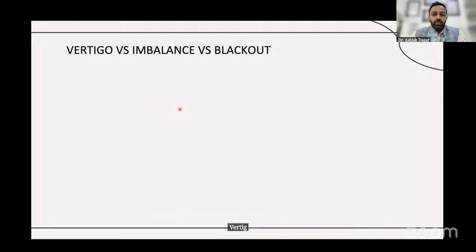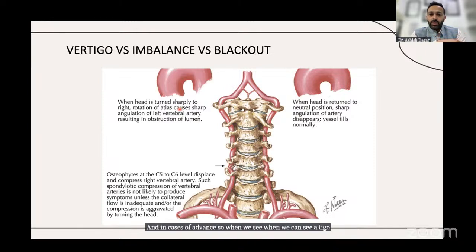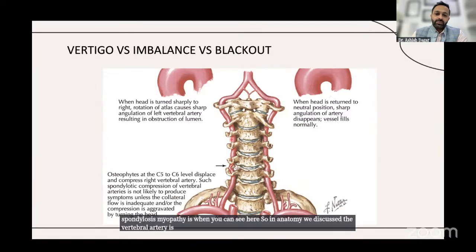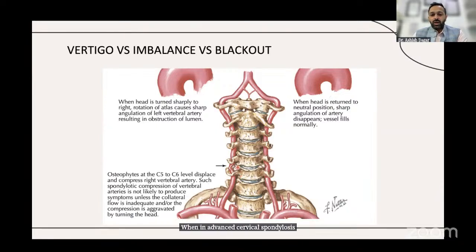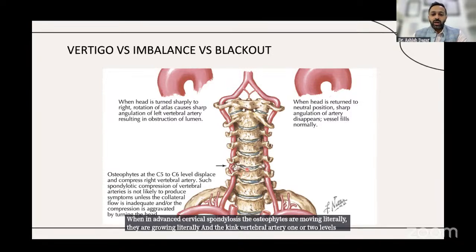Vertigo per se in myelopathy or cervical spondylosis is rarely seen, and only in cases of advanced disease. When can we see vertigo in cervical spondylosis myelopathy? In anatomy, we discussed the vertebral artery passing through these foramens. In advanced cervical spondylosis, the osteophytes grow laterally and kink the vertebral artery at one or two levels. Even if these osteophytes are kinking one vertebral artery, vertigo won't be a main feature.